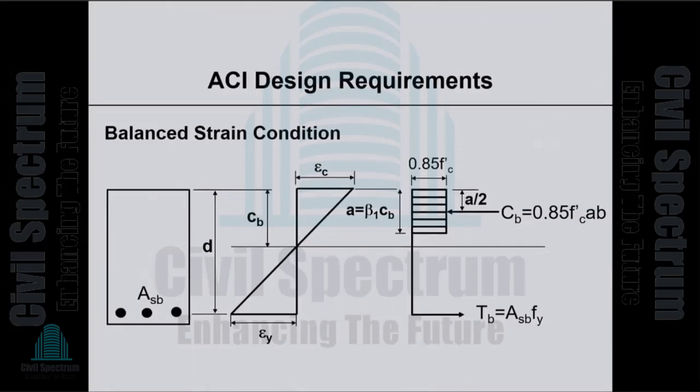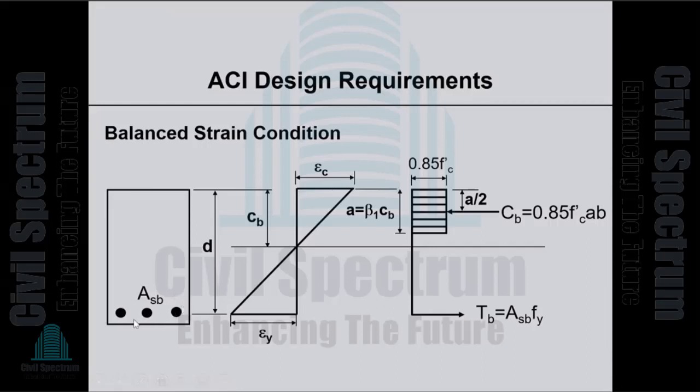Okay, now we have to talk about a couple of things, some of which was covered yesterday. Anyway, so balanced strain condition. I mentioned it kind of in passing yesterday. Balanced condition is when the tension reinforcement yields at precisely the same time that the extreme compression fiber strain reaches a value of 0.003.